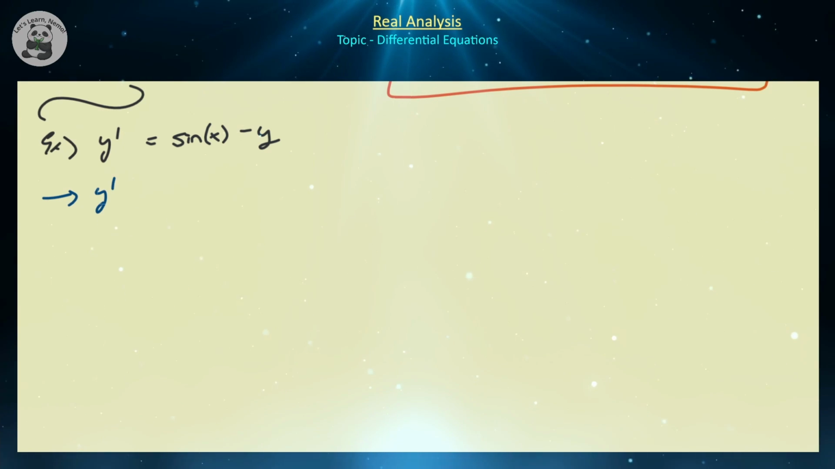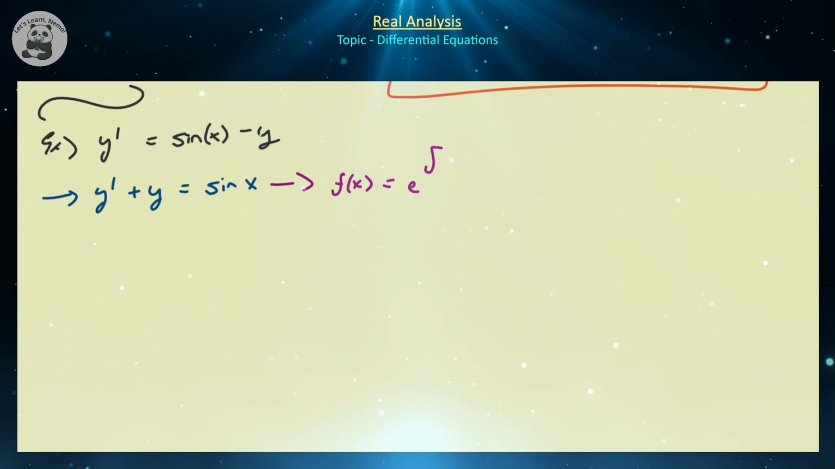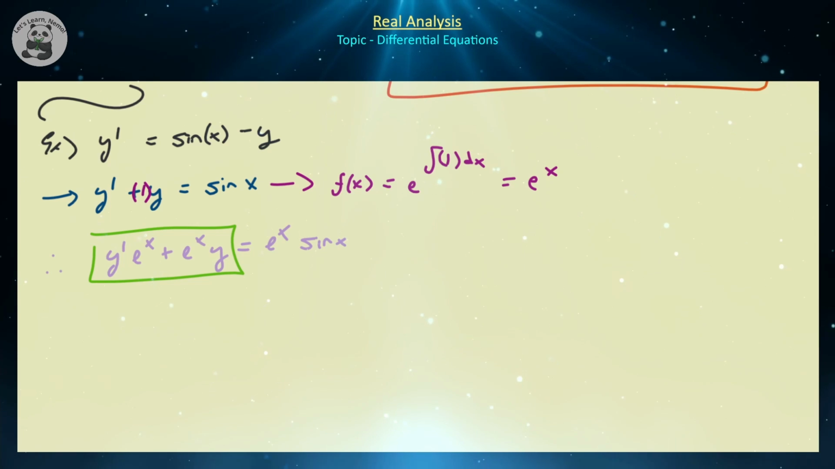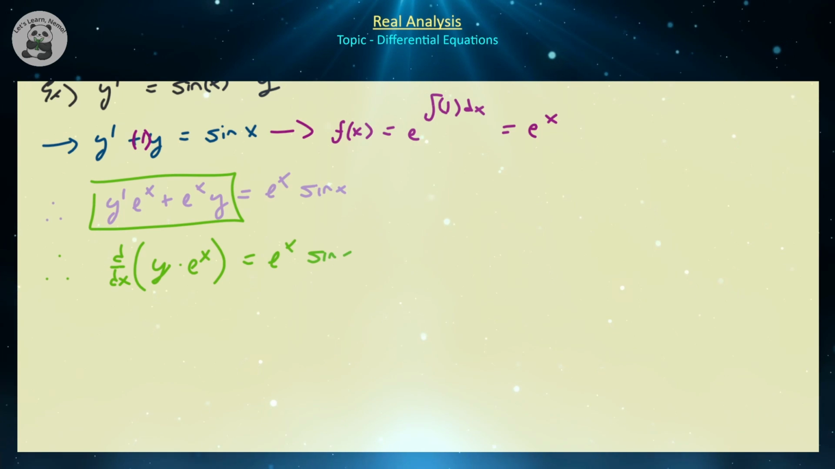So I can rearrange this as y prime plus y is equal to the sine of x. And then what I can do is find our integrating factor, because we know it exists. So this is going to be equal to e to the integral of the function in front of y, which is 1 dx. So that's going to be equal to e to the x. So that's going to give us y prime e to the x plus e to the x y equals e to the x sine x. And we already know that this should be a backwards product rule in disguise every single time. So that's going to be equal to the derivative with respect to x of our solution times our integrating factor, and that's going to be equal to e to the x sine of x.